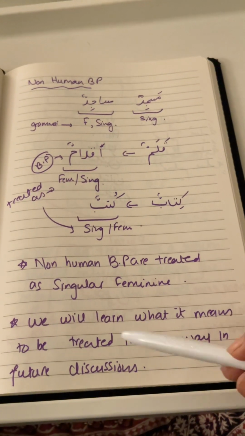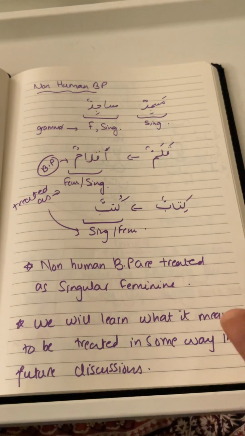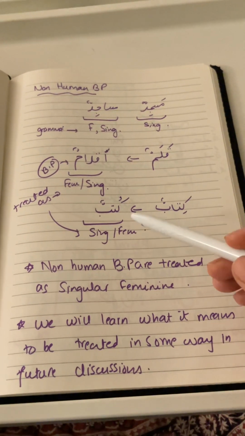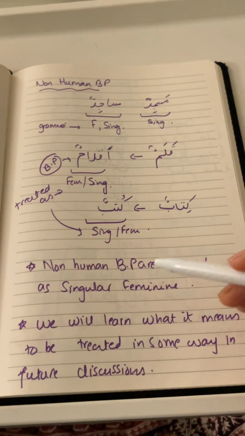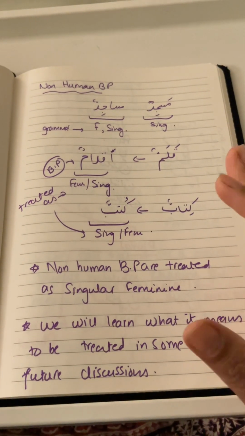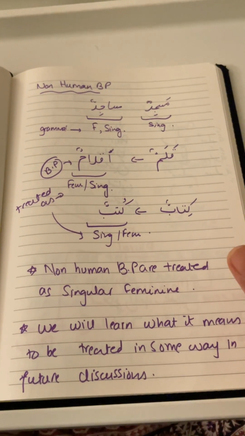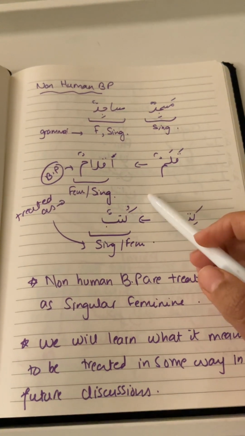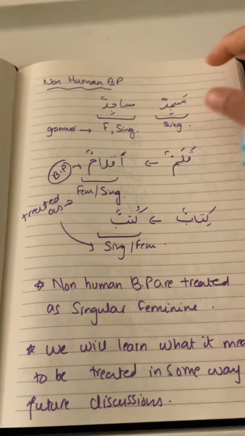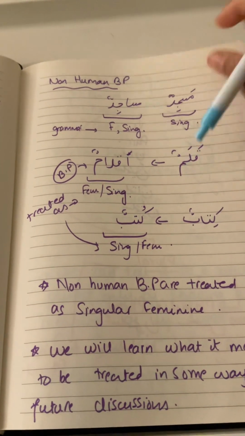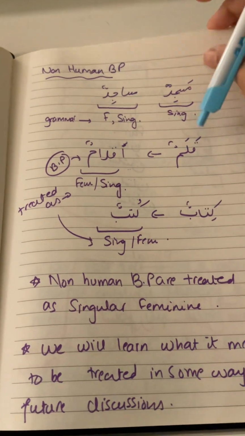And we will learn in our future discussions what we mean when we say that a word is treated singular, or treated feminine in some way. But for now, we just need to remember this rule of Arabic grammar: whenever we have a non-human broken plural, it is considered to be singular and feminine. These are the two things that we need to memorize as a rule of Arabic grammar.